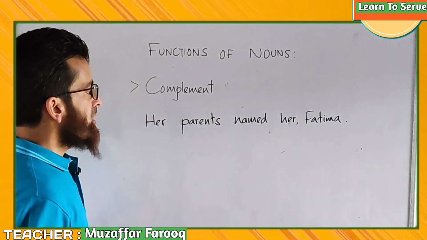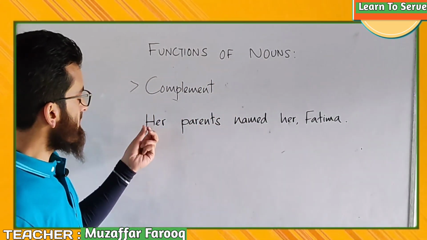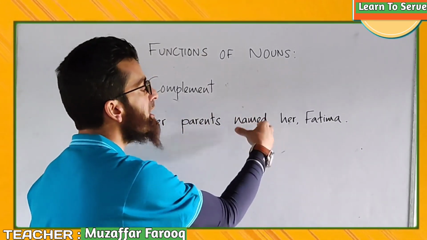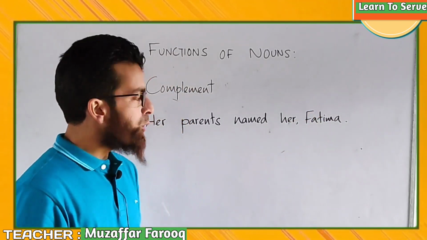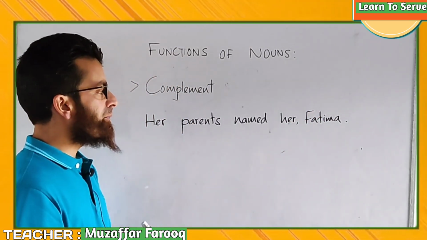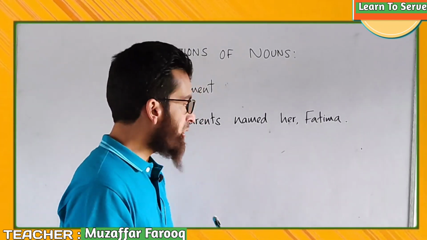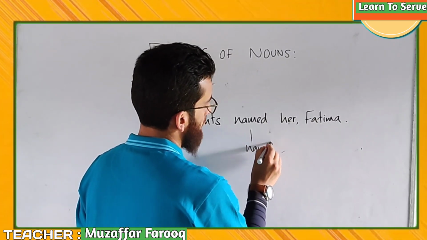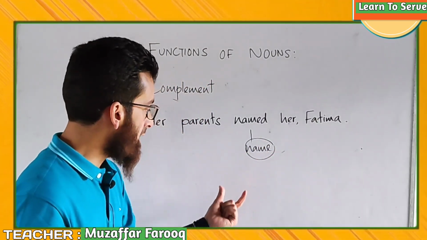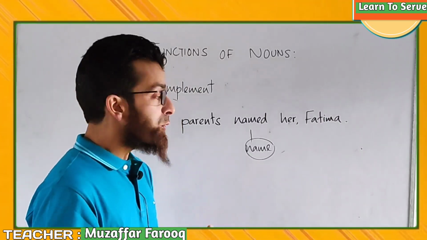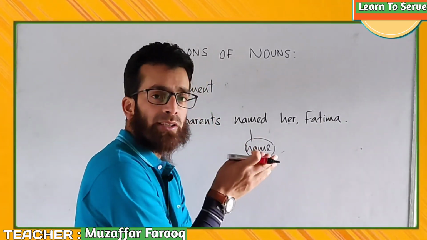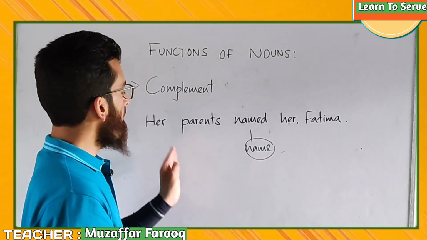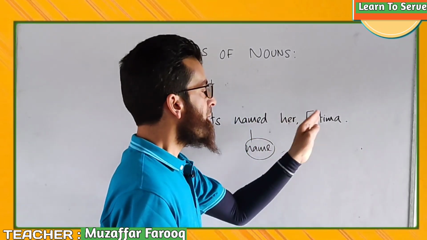okay. So we have this simple sentence, her parents named her Fatima. So here the main verb is name. You can use it as a noun, you can use it as a verb, it depends how you are using this particular word in a particular situation or in a particular sentence. So here we have, her parents named her Fatima.